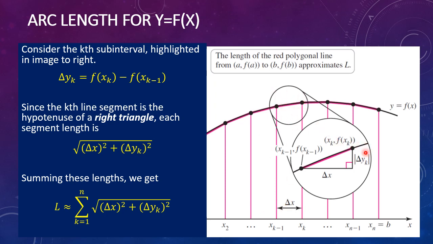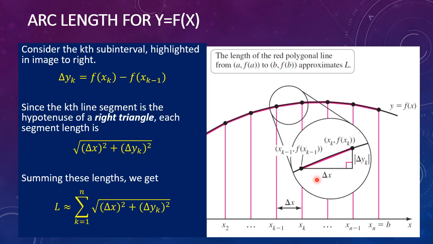We can see that delta y sub k is equal to f of x sub k minus f of x sub k minus 1. That's just the y2 minus y1, right? And since the kth line segment is the hypotenuse of a right triangle, as we can see in this diagram, we know that x squared plus y squared equals the hypotenuse squared. So we can find that hypotenuse length by taking the square root of delta x squared plus delta y sub k squared.